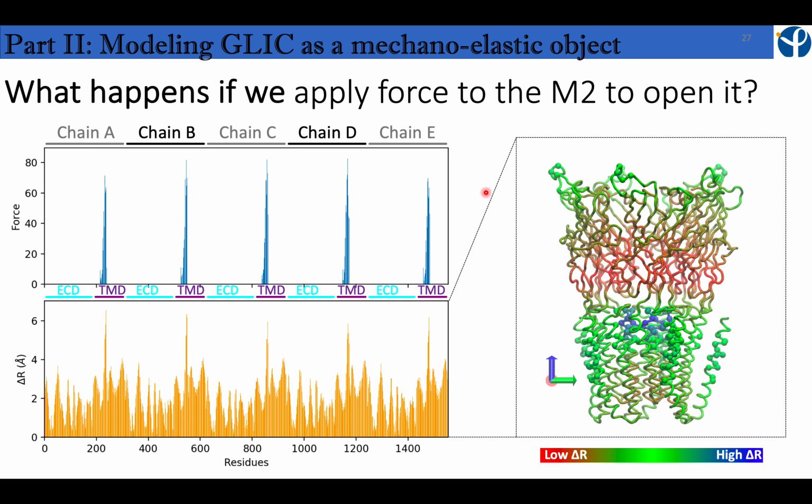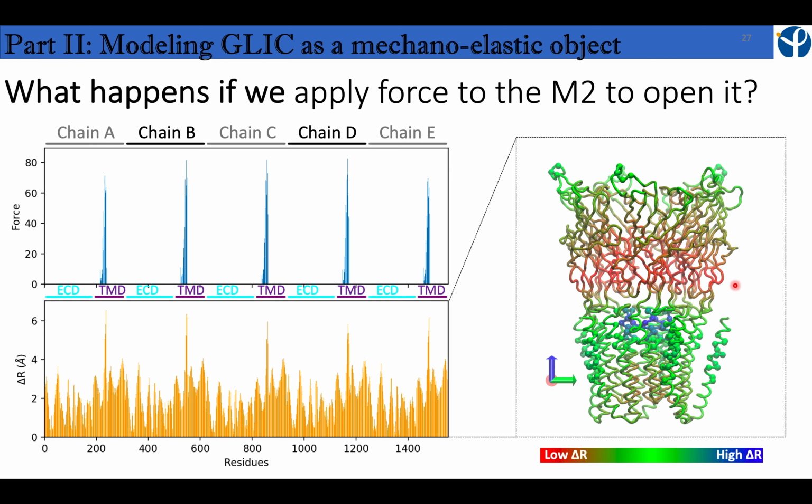Now let's do this in the reverse way. What if we apply force to M2, which is the helix lining the pore, and we apply the force to just M2 to make it open-like, starting from the closed structure? As you can see, if you apply force to M2, you can see the blue part here. You can see a response even on the top part of the protein, not just in the TMD.